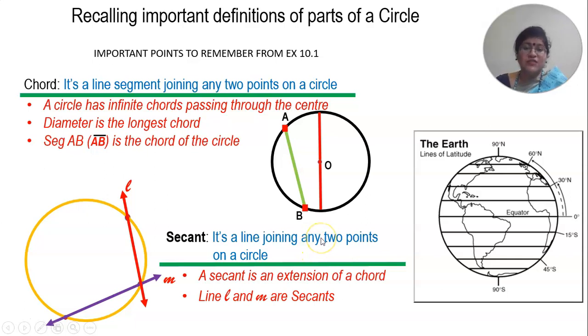For solving questions from 10.1, you need to know these terminologies. What is a chord? What is a secant? You don't have to learn them. You don't have to memorize them. Understand it, that a secant is a line and a chord is a line segment in this case.